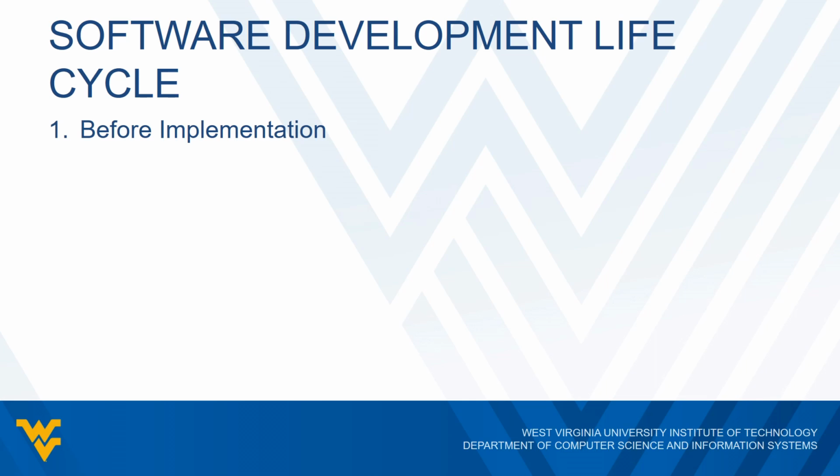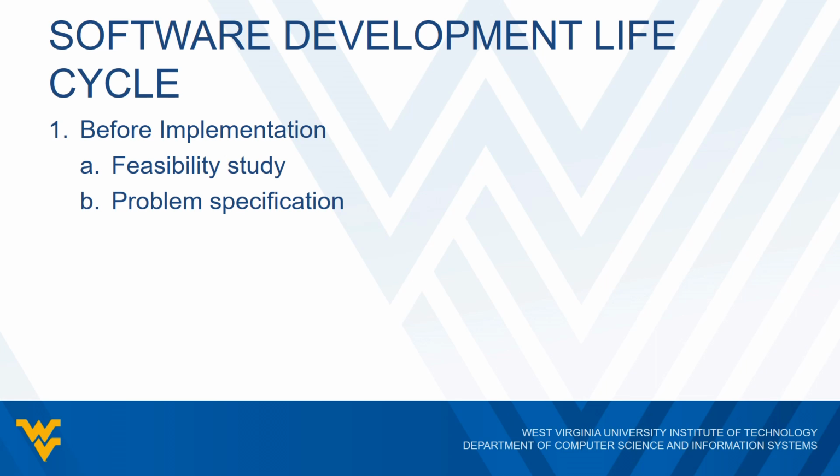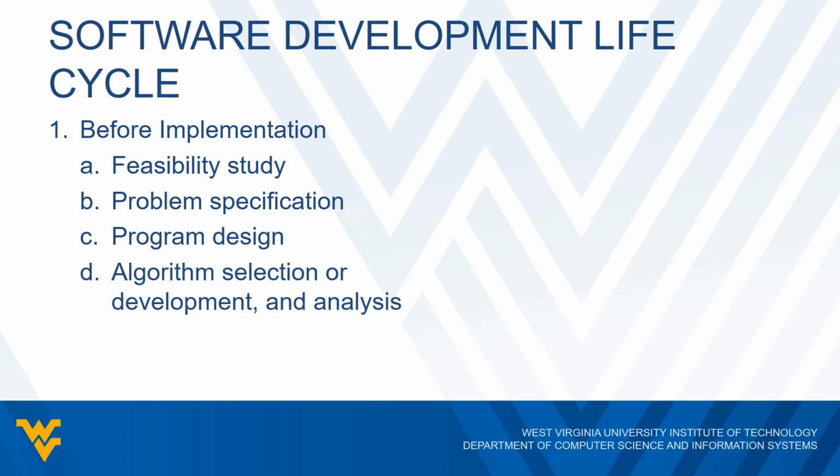Now we can break up the steps into three parts: before implementation, during the implementation process, and after implementation. So before we even start implementing any code, we need to do a feasibility study. We then would have the problem specification, and then the program design, and then the algorithm selection or the development of the algorithm, and the analysis of the algorithm. So just making sure all that's working.